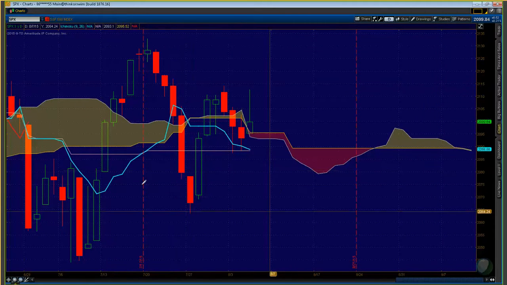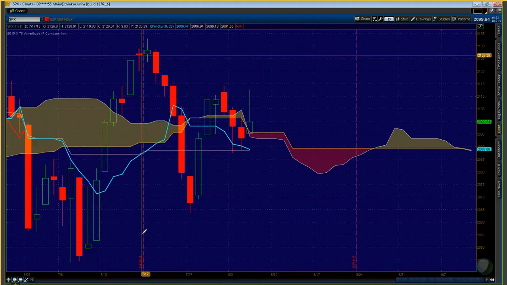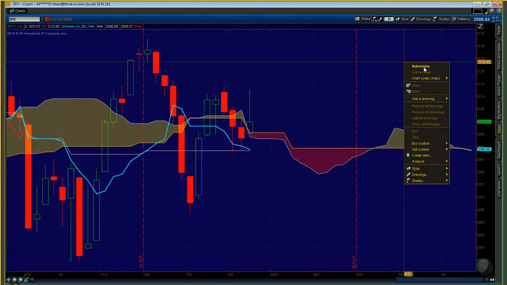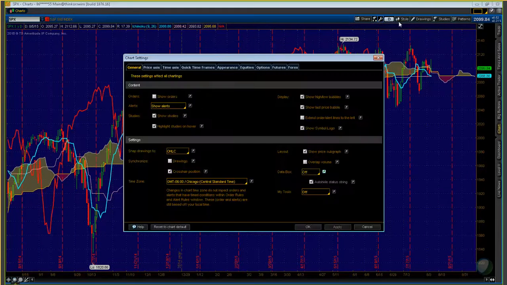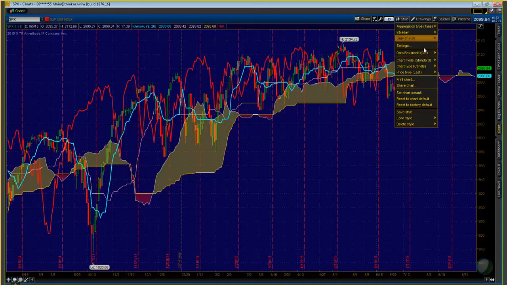So there are various ways of trading the Ichimoku. I explained the Kumo breakout, and let's zoom back out and select a smaller time scale so that we can see some things a little bit better. We'll go to 6-month daily.